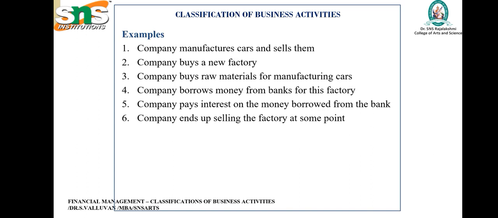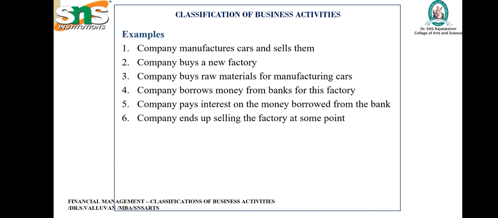Company manufactures cars and sells them. So for a car manufacturing company, it is operational activity. Company buys a new factory: the company spends an amount to buy a new factory, so the second one is investment activity. The third one, company buys raw material for manufacturing of cars. So buying raw material is operational activity. Then company borrows money from banks for this factory. So the company borrows debt fund, the company is borrowing money from the bank to fund their business. So it is a financing activity.